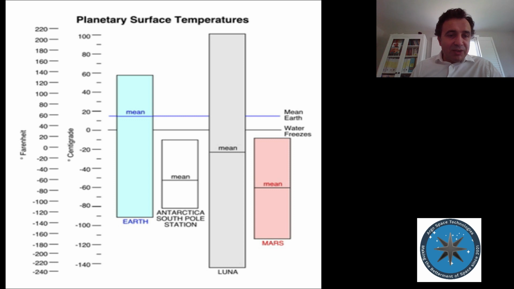On the Antarctica South Pole Station, you've got these, again in centigrade, around minus 45, minus 50. But on the Moon, the average temperature is minus 20. Now, what's really important in here is the swing from minus 140 Celsius to 100 Celsius. And of course, Mars. I would say Mars overall, in the swing, is the same as Earth, but the mean is really lower.